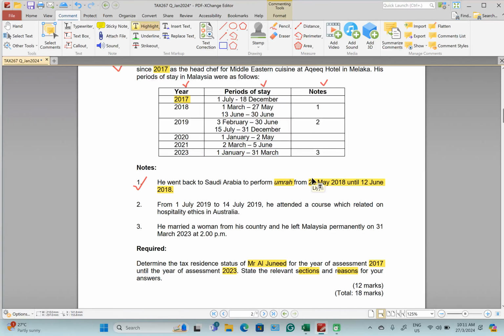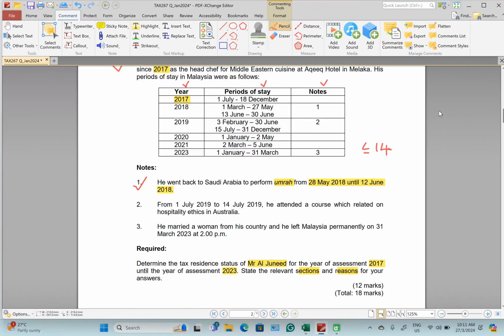How about social visit? We can try social visit. A social visit could be anything: you visited someone, or went on vacation, including Umrah. In this case, we need to make sure that for social visit, the limit is not more than 14 days.